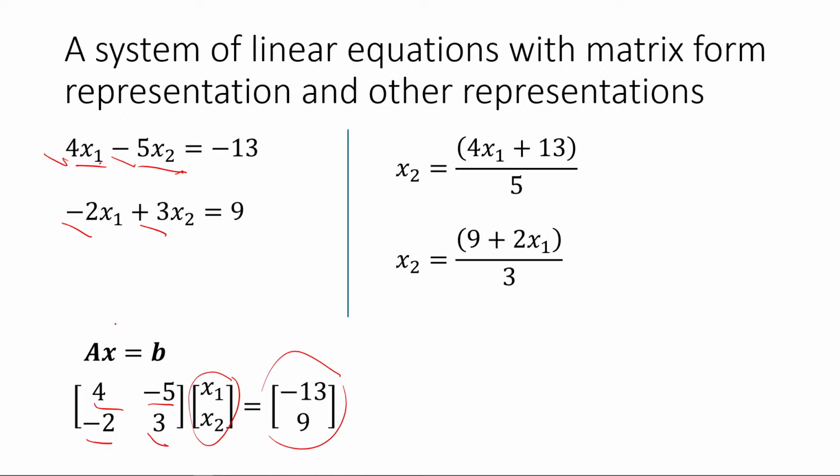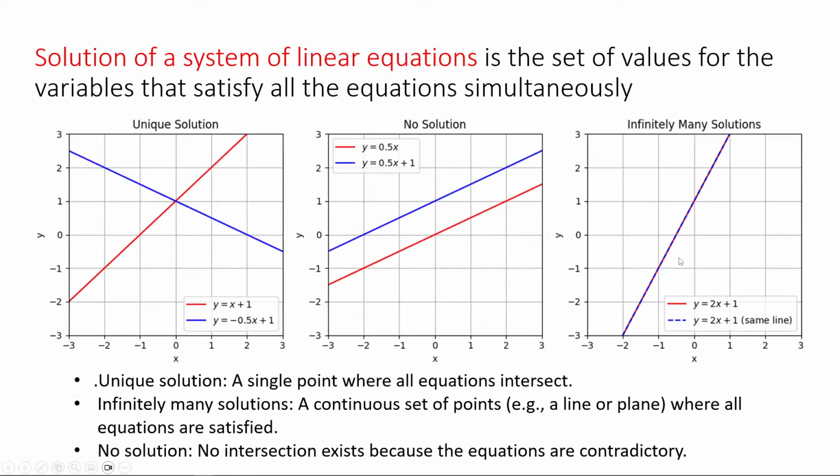So x here would be A inverse times B. That's how I can solve for x. Or I can express x2 as a function of x1, and then if I equate these two, then I solve for x1, then I substitute it into either of the equations, and then I solve for x2.